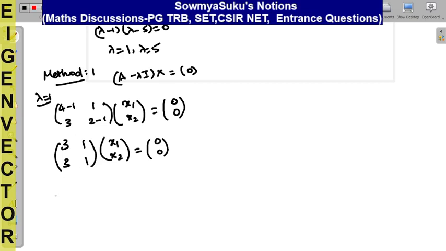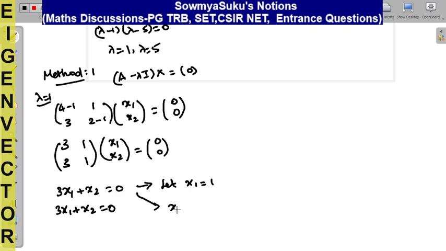So 3x1 plus x2 equals 0, and the second equation is again 3x1 plus x2 equals 0. Both equations are equal. Let me take x1 equal to 1, so x2 equals minus 3. So the eigenvector for lambda 1 is x1, x2 equal to 1, minus 3. This is the first eigenvector.